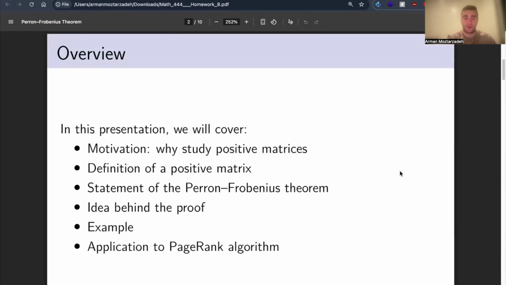So to first go over the overview of this presentation, I'll begin by explaining why positive matrices are interesting to study. Then I'll introduce the definition of a positive matrix. I will state the Perron-Frobenius theorem and go over the main idea behind its proof. After that, we'll look at a simple example that illustrates the theorem in practice. And then lastly, I'll discuss how this idea appears in the PageRank algorithm that is used by Google.